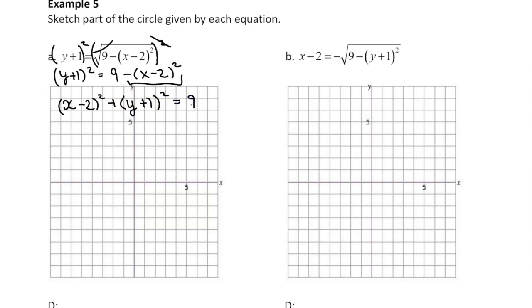And sure enough, that is a circle. And it's a circle with a center of 2, -1. And it has a radius of 3. So you could go up 3, and you could go down 3, and you could go to the right 3, and you could go to the left 3, and we'd be able to fully graph that. And I'm going to start by fully graphing it, but then we need to reevaluate what we've done here.